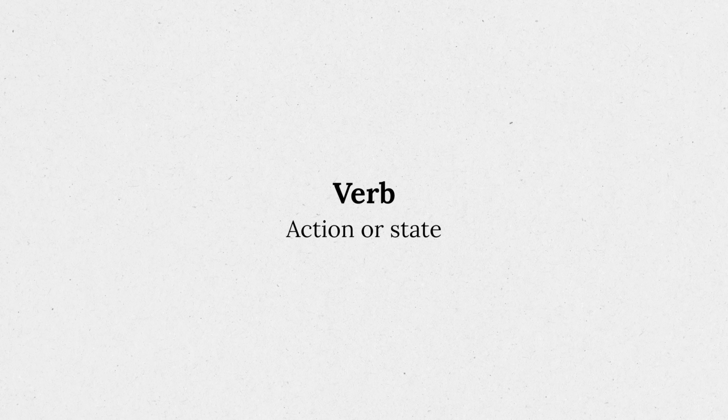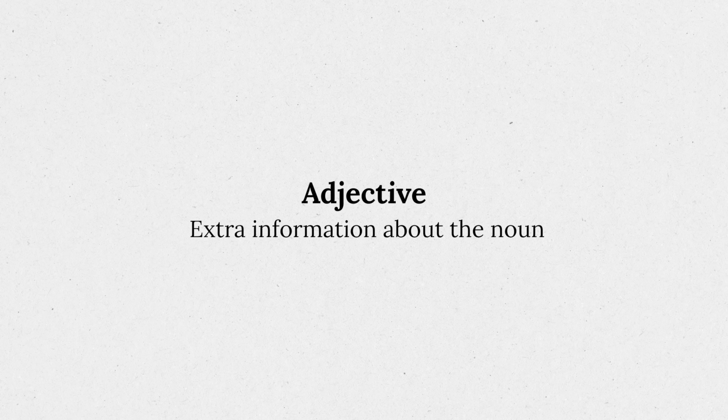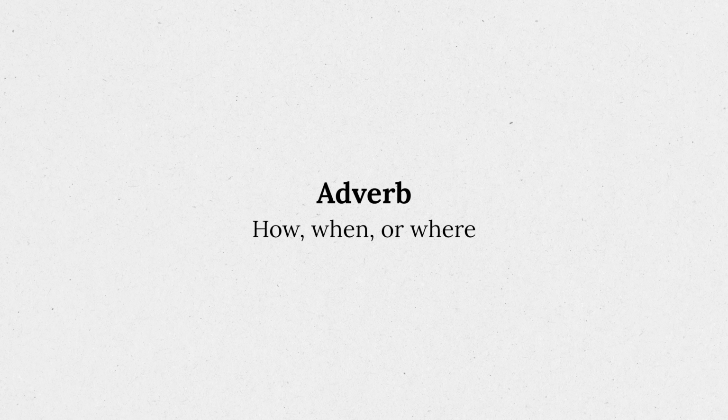Once we have correctly identified the part of speech, that gives us some vital information that helps us to successfully guess the meaning of the word. If it's a verb, we know that our unknown word probably describes an action or a state. If it's a noun, then the word is probably a person, place, or thing. If it's an adjective, it gives us extra information about the noun. And if it's an adverb, it usually gives more detail about how, when, or where.